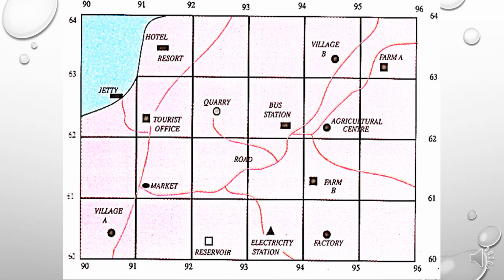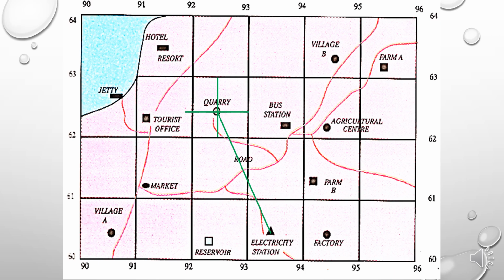All right, let's take it a step further. What is the direction of the electricity station from the quarry? Through the quarry, a 4-point compass is drawn, since it is our from point. Then a straight line is drawn from the center of the 4-point compass that is through our quarry all the way to the electricity station. We can assume that the direction of the electricity station from the quarry is south-southeast.